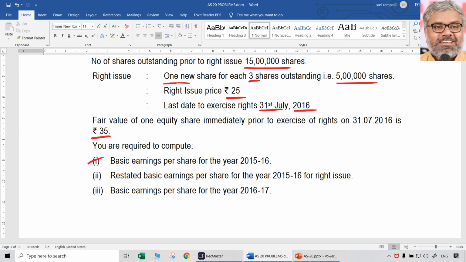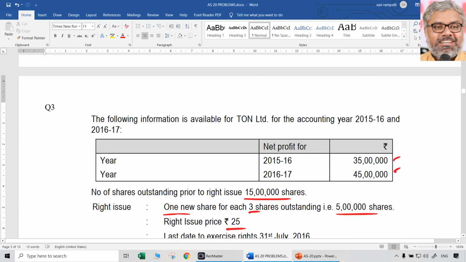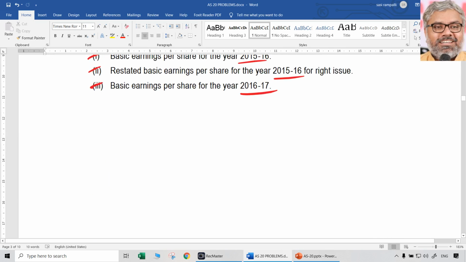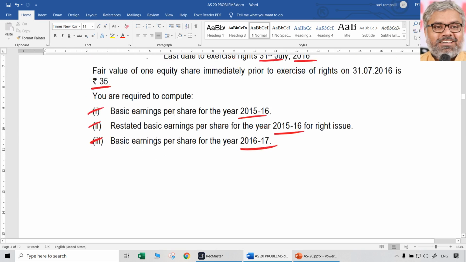You are required to compute basic EPS. You are also required to compute restated basic EPS, not for this year, for the last year. Because of rights issue, we need to restate the EPS of last year also. That is asked. And basic EPS for the year 2016-17, that is for the current year, also we have to calculate. Perfect question for 5 marks. One by one let us calculate, but for basic EPS we don't need anything related to 15-16, that is a straightforward thing.